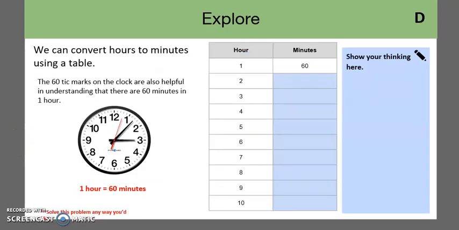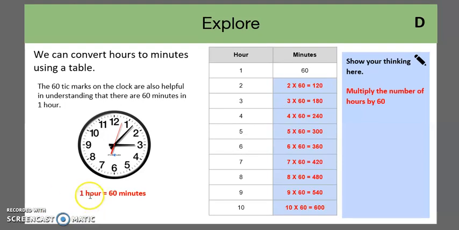Now we're going to look at another slide. Here we're going to look at 1 hour equals 60 minutes. So here we're looking at if we have 1 hour, it equals 60 minutes. If we have 2 hours, how many minutes would that be? And so on. So again, pause the video, think about how you would complete this chart, and we'll compare your answers on the next slide.